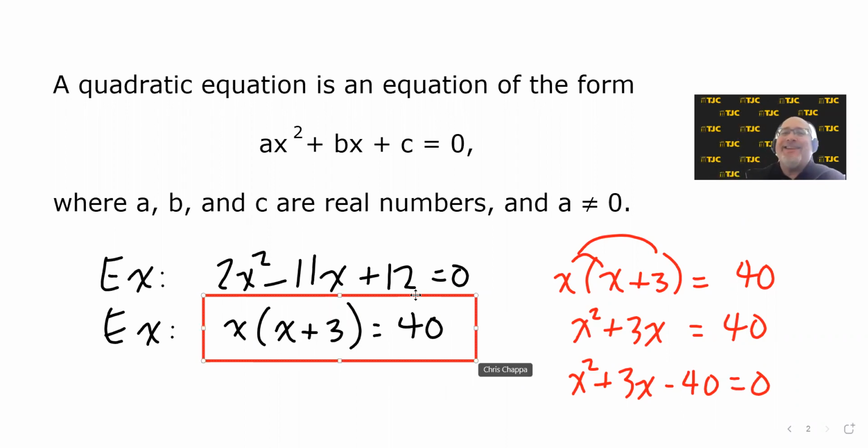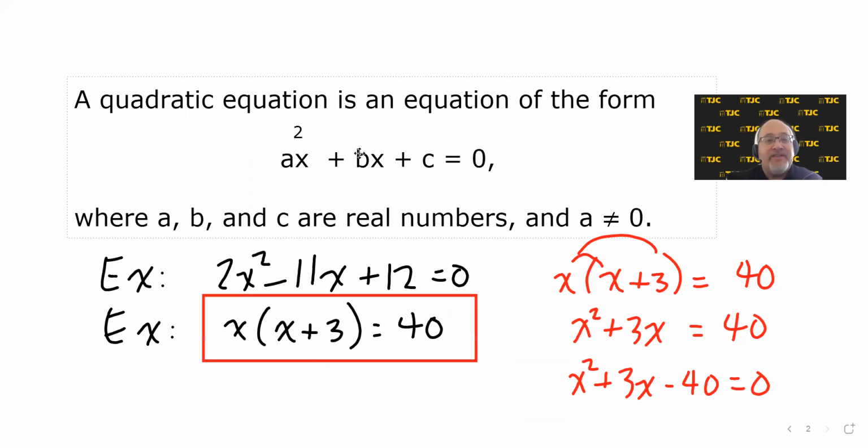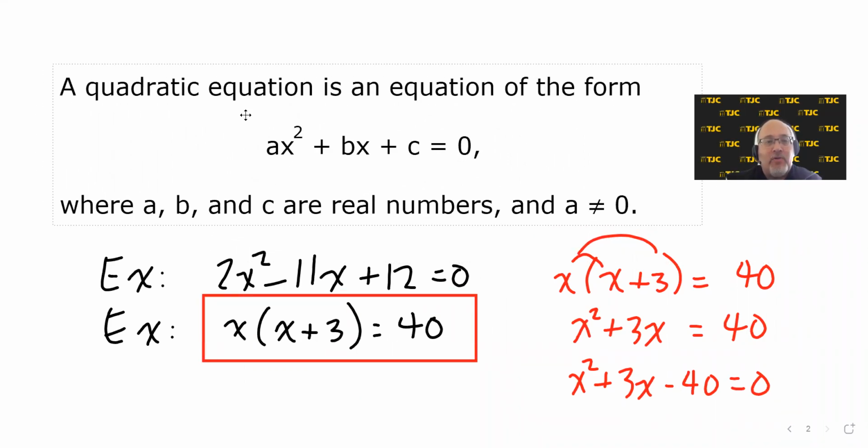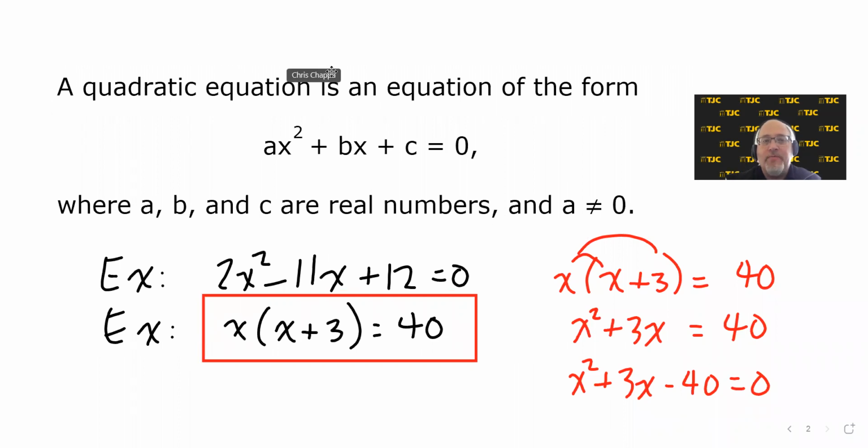Technically, what makes a quadratic equation is if it is a polynomial of degree 2 equal to 0. When I say degree 2, I mean that the highest power on the x is 2. That's what makes it quadratic. So what do I mean by quadratic in quadratic form? Well, an equation that's quadratic in form looks like this.